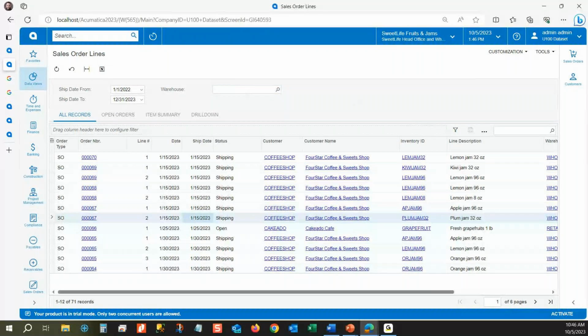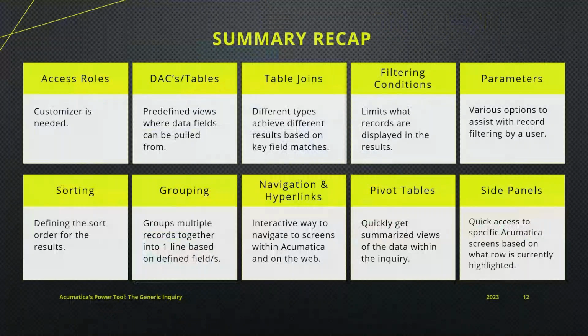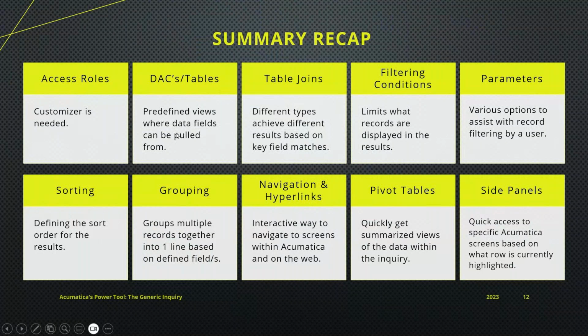Okay, let's go ahead and move over to the recap here. Quickly going over this, we first talked about access roles and how Customizer is needed. Then we moved on to the DAX and tables and looked at how we can pull data from those tables and how we can find what DAX the fields are in and what the fields are called. We discussed table joins and different types of joins used to achieve different results based on your key field matches.